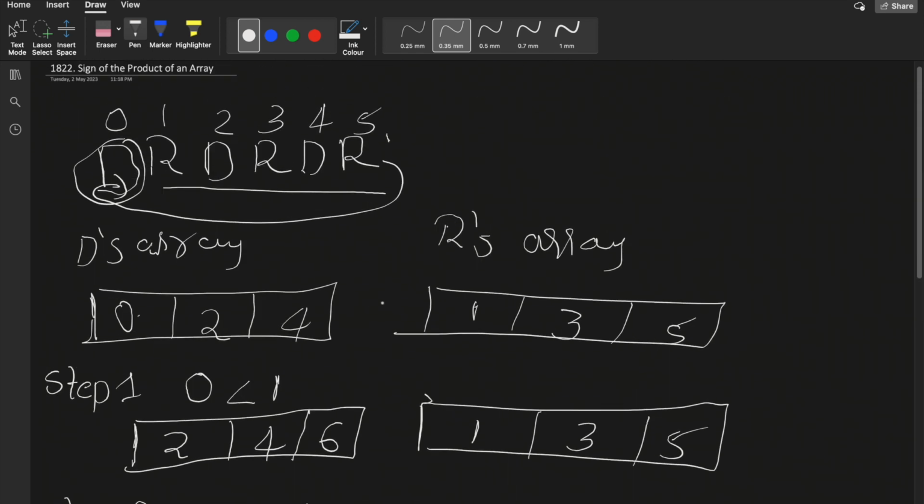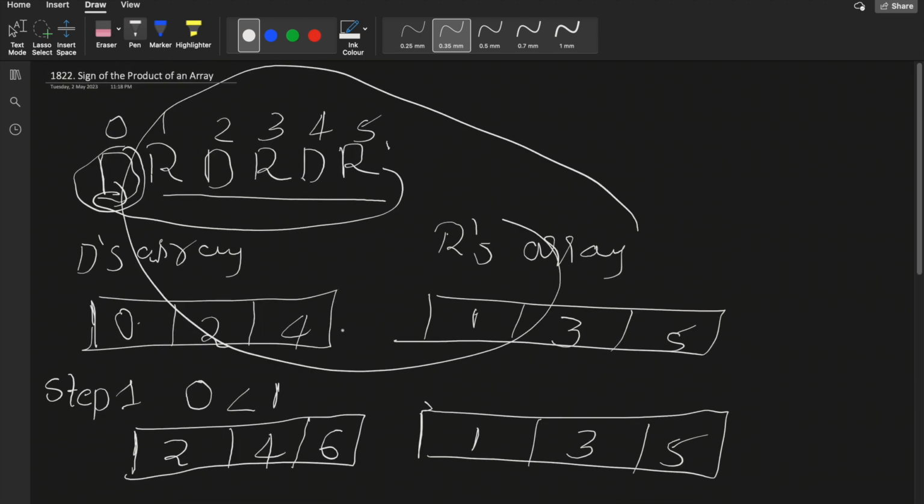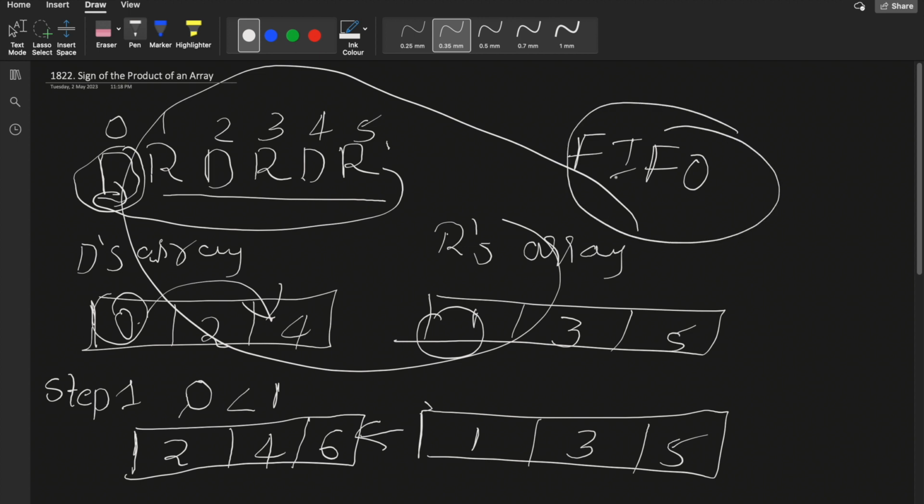By observing this, we can use a queue because we are popping the front element and then pushing that element into the end. It is first in, first out. So we can use two queues and we can solve this problem. Let's go through the implementation.